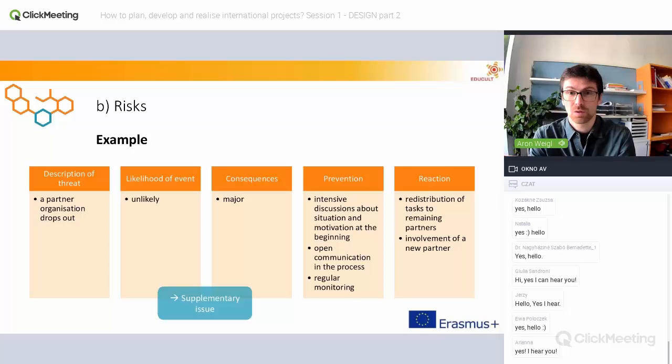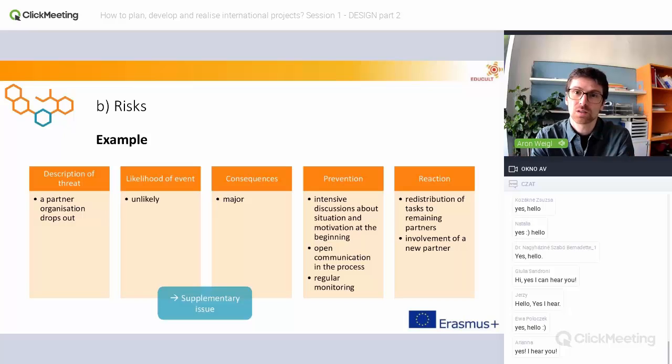Nevertheless, you can prevent very much, and at the end it could still happen because there are some internal things you cannot influence, and the partner organization drops out. The reaction could then be that you redistribute the tasks to the remaining partners, or involve a new partner. These are the two possibilities as reaction.